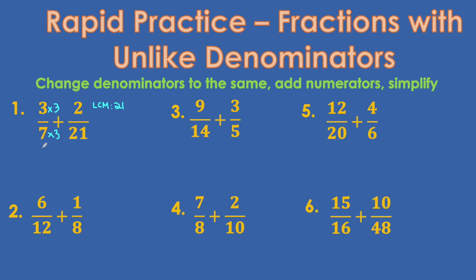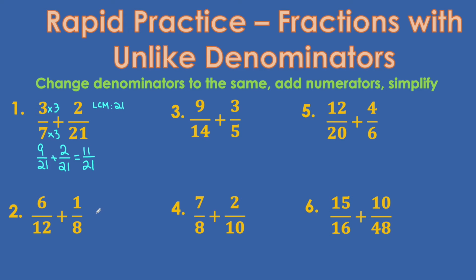And you get 9 over 21 plus 2 over 21 equals 11 over 21. Last step, you check if you can simplify. We cannot, so that is our final answer.